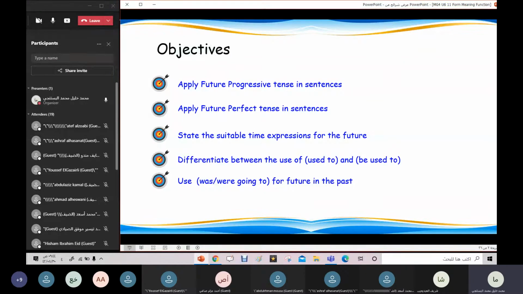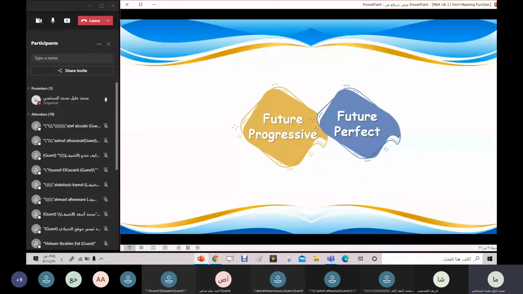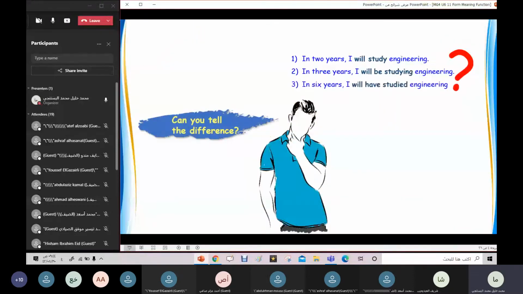Look at your books on page 92. Now here we have the future progressive and the future perfect. Look at the examples. Who can read the examples? Can I read? Yes, read.